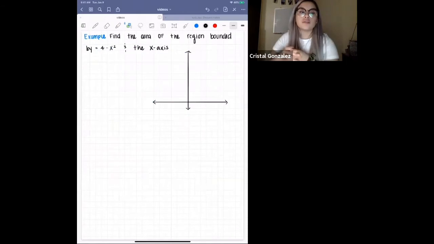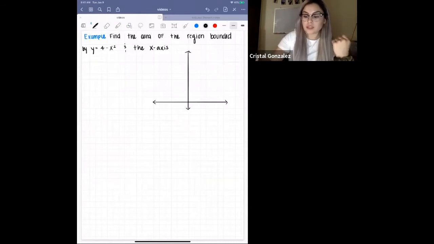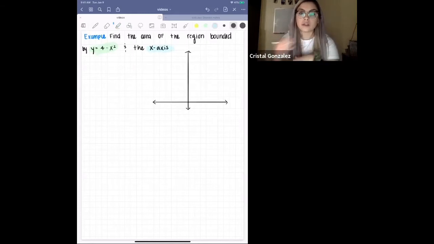Okay, so let's do another example. For this example, we're going to want to find the area of the region bounded by, and this should say by y equals 4 minus x squared and the x-axis. So here we have our function y equals 4 minus x squared, and then they want us to bound it by the x-axis. So best thing here to do is to draw the function.